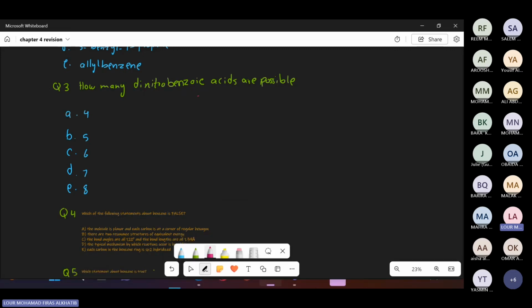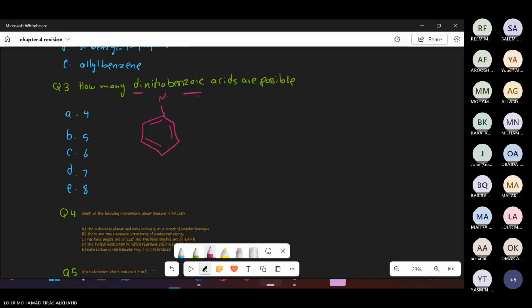Okay, now we have dinitrobenzoic acid. What does that mean? We have 2 nitros, and what do we have? A carboxylic acid group, right? Let's draw out the normal structure. Okay, so we have this guy. We know we're going to have 2 nitros and 1 benzoic acid.